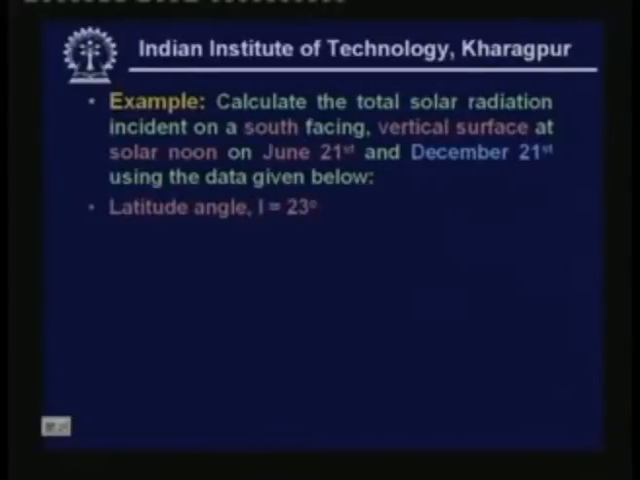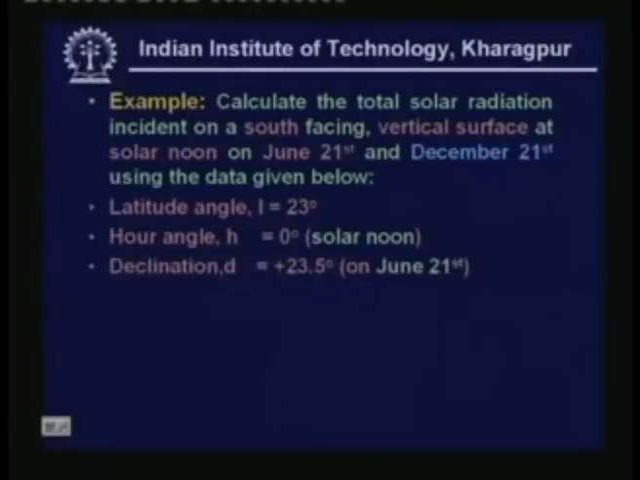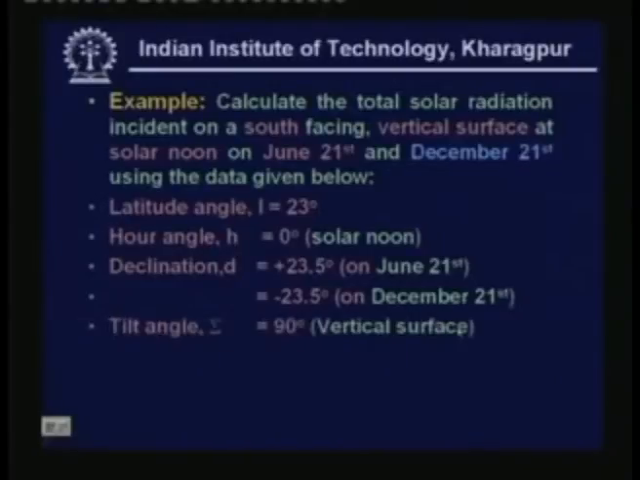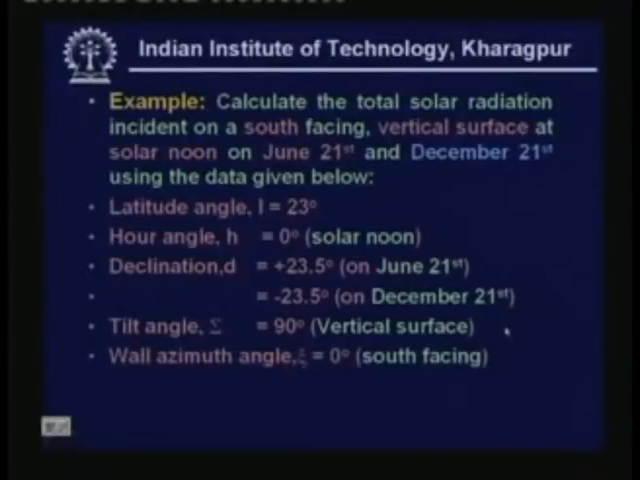The latitude angle is given to be 23 degrees, and the hour angle is 0 degrees because it is at solar noon. This is not given, but you have to infer this from the given information. The declination is plus 23.5 degrees on June 21st and minus 23.5 degrees on December 21st. The tilt angle here is 90 degrees because it is a vertical surface, and the wall azimuth angle zeta is 0 degrees because the wall is south facing.